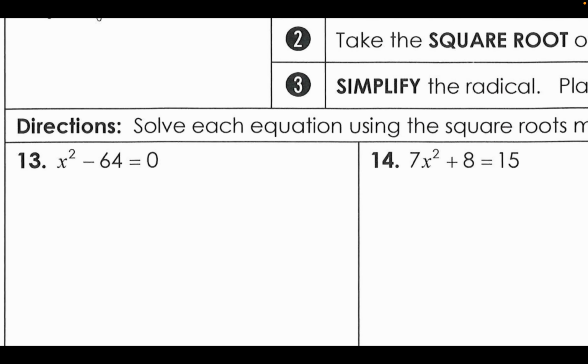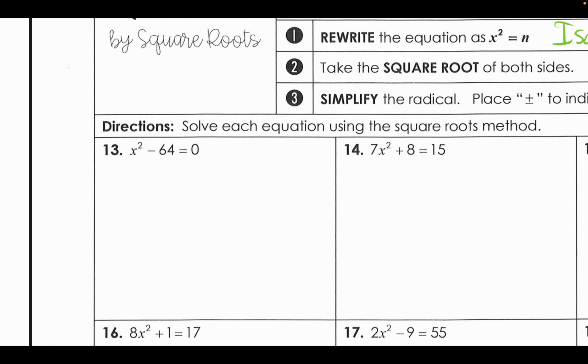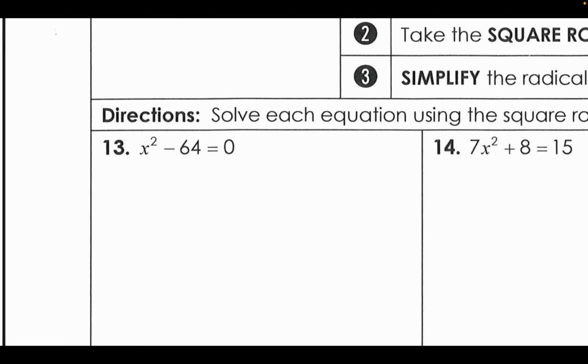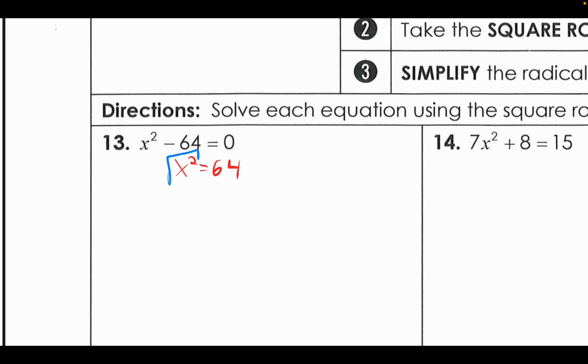So on this set from 13 to 24, we're supposed to solve by using the square roots method. On number 13, our first step is to get whatever's being squared by itself. X squared is being squared, so we add 64 to both sides and get x squared equals 64. Now that our square term is by itself, we undo the exponent of 2 by square rooting. The square root of x squared, those undo each other, just like addition, subtraction, or multiplication, division, and we get x. And on the right-hand side, the square root of 64 is positive and negative 8. We have to once again include positive, negative, because they're both possible answers for this equation, because if we plugged either one of them in, they would work.